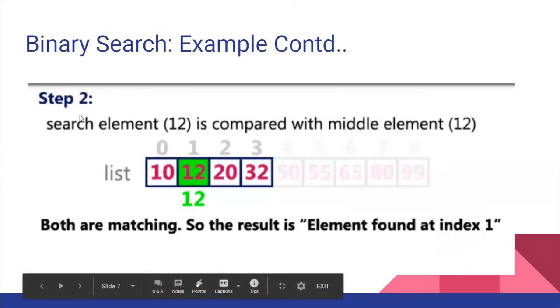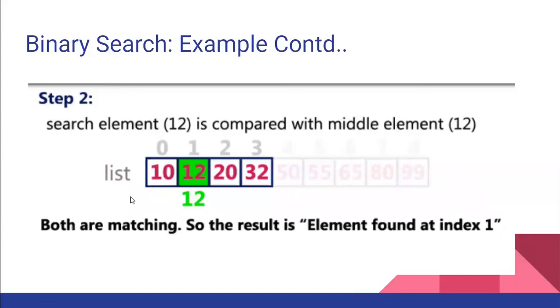Now we have to search for the element 12 in this first half. Again, we find the middle element of the list. The middle element is 12. Now the middle element and the search element, 12, match. So what will be the output? We will say the element is found at index 1.